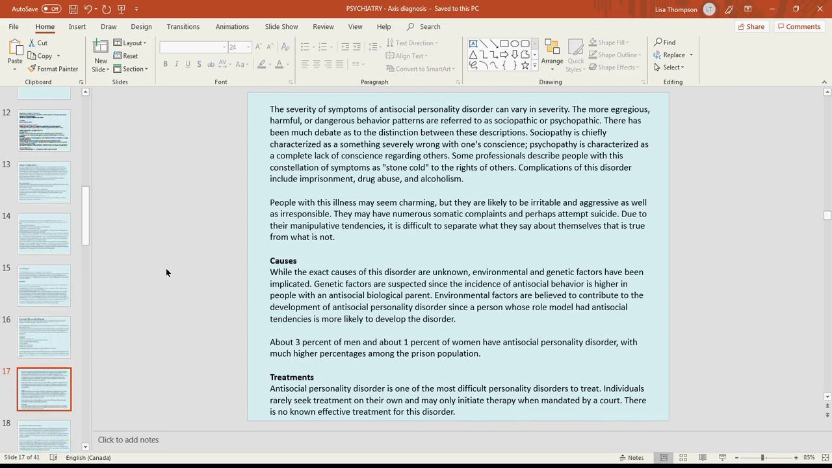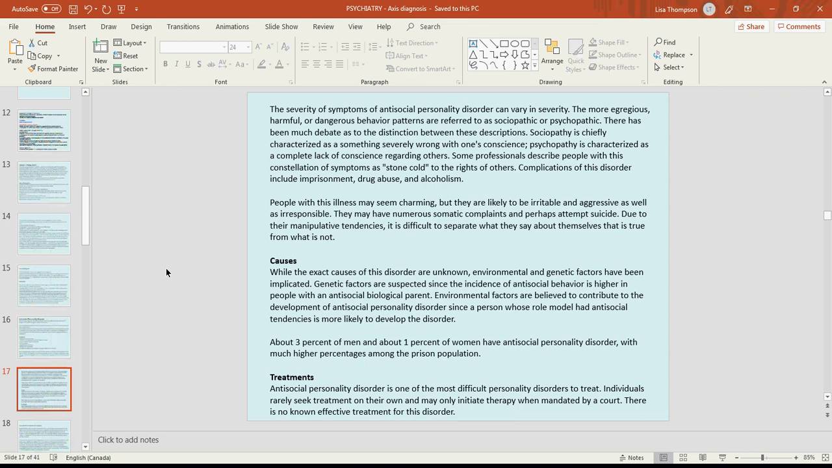Sociopathy is chiefly characterized as something severely wrong with one's conscience. Psychopathy is characterized as a complete lack of conscience regarding others. Some professionals describe people with this constellation of symptoms as stone cold for the rights of others. Complications of this disorder include imprisonment, drug abuse, and alcoholism.